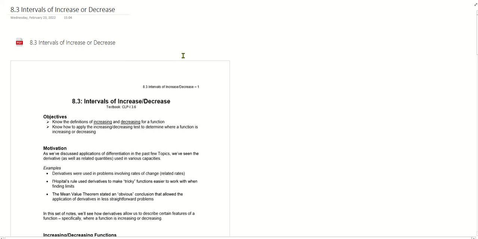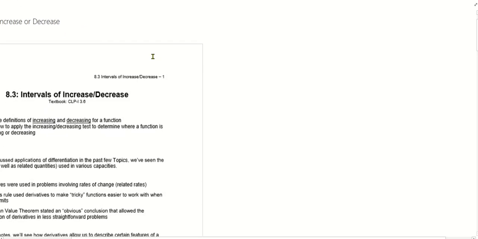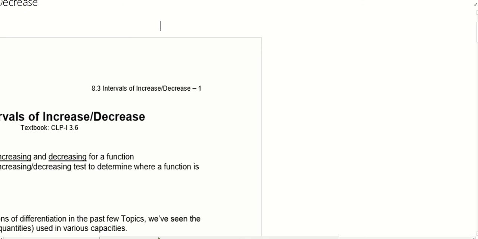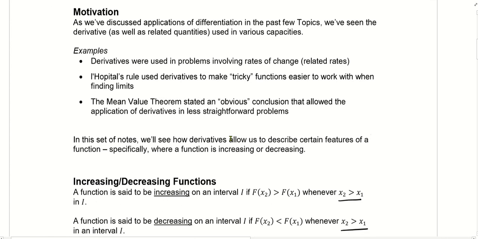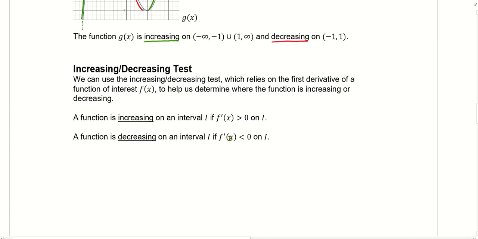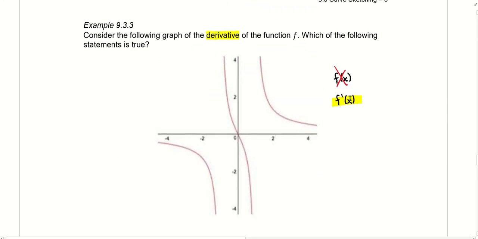So I'm going to go back to the topic 8 notes really quick, specifically the 8.3 notes, where we talked about intervals of increase and decrease. If we remember, going down here on page 2, our test for where a function is increasing or decreasing was all about the sign of our first derivative. Specifically, a function is increasing if our first derivative is positive, and decreasing where our first derivative is negative, less than 0. That's really going to be the key here, because this is a graph of f prime of x, the first derivative.